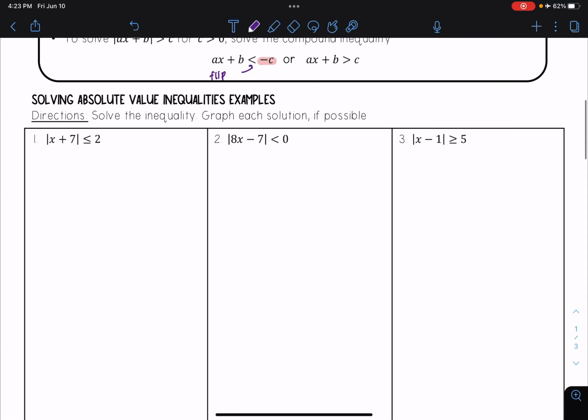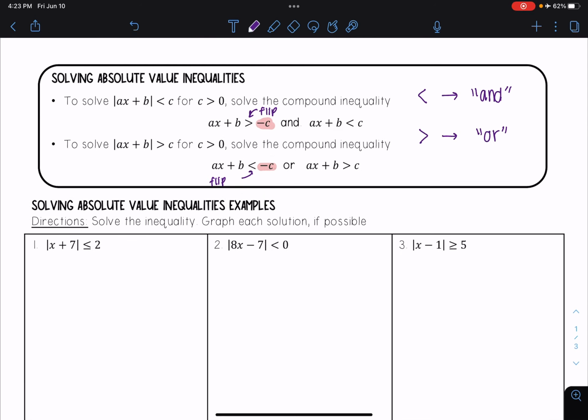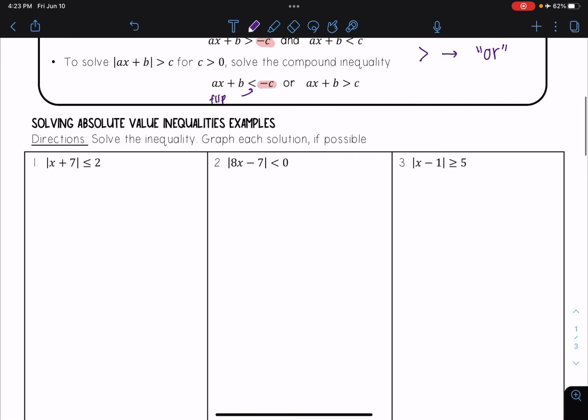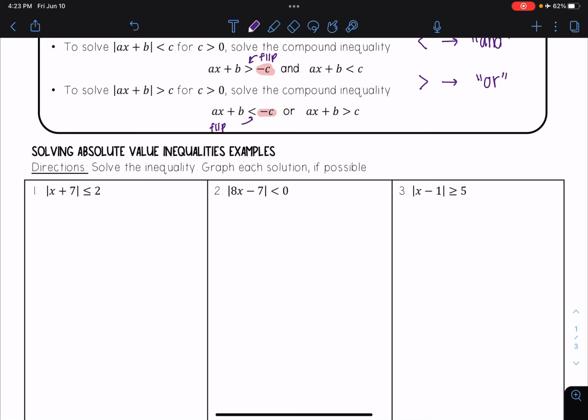I'm going to solve the inequality and then graph each solution if possible. So first I have the absolute value of x plus 7 is less than or equal to 2. I have a less than or equal to, so I know that's going to be an and, like I have written up there. My first step is I'm going to drop the absolute value, so I have x plus 7. I'm going to flip this inequality to be greater than or equal to, and then change the positive 2 to be negative 2. And then my second inequality is just going to be how it is written, but without the absolute value sign.